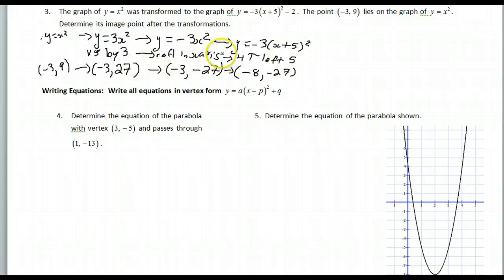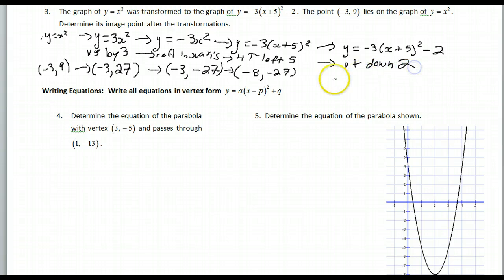And the last translation is the vertical translation. So we're building this up step by step. We've got minus 2 outwards. That is a vertical translation down 2. And that takes us to (-8, -29).